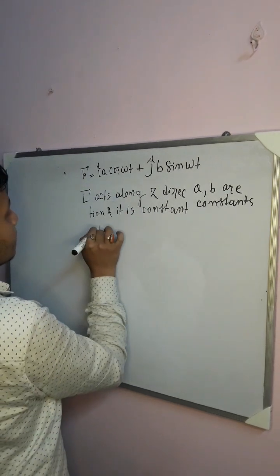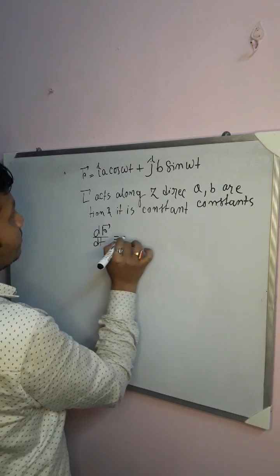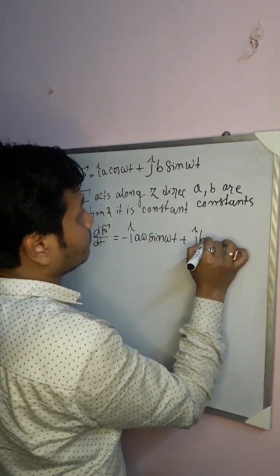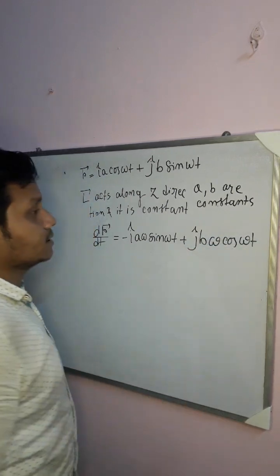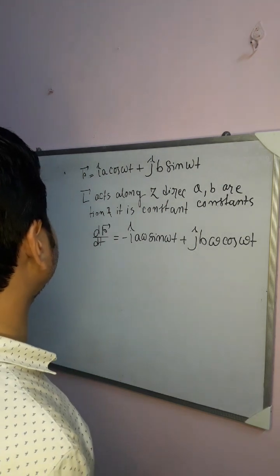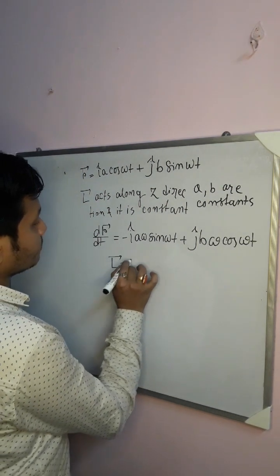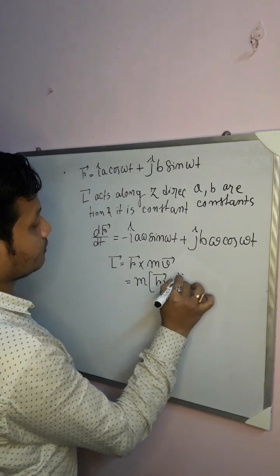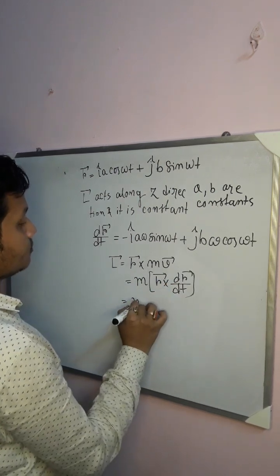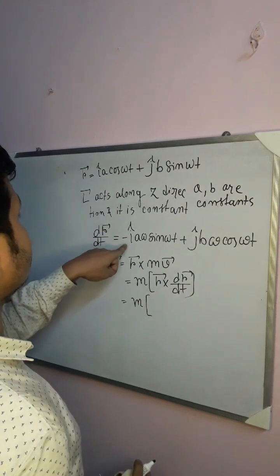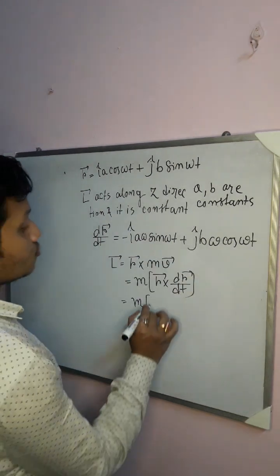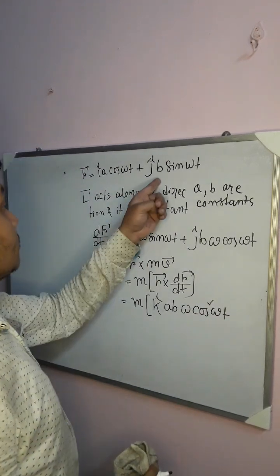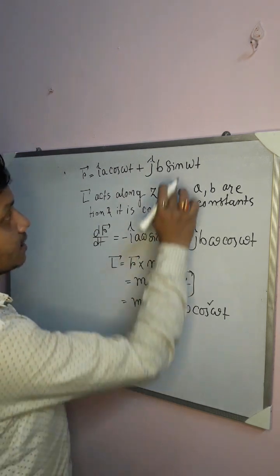Given that r is this, what will be the velocity dr/dt? That is minus i-cap A omega sin omega t plus j-cap B omega cos omega t. Now what will be the angular momentum? This is simply r cross p, that means r cross mv, where v means dr/dt. So if we do r cross dr/dt, then i cross i will be 0, and i cross j means k. So k-cap A B omega cos square omega t, j cross i means minus k, minus a plus k, and this is 0.